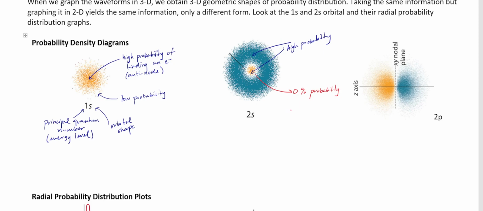0% probability means that the electron wave has destructively interfered with itself and created a node. So 0% probability means we have the location of a node. And in this case, because it is circular in 2 dimensions and in 3 dimensions it would be spherical, we call it a spherical node, also called a radial node.